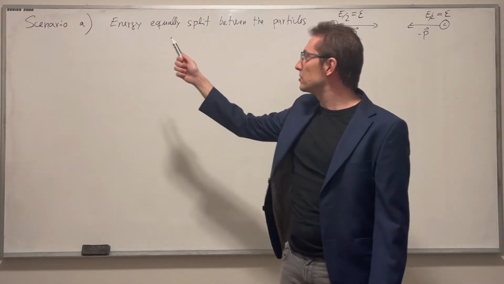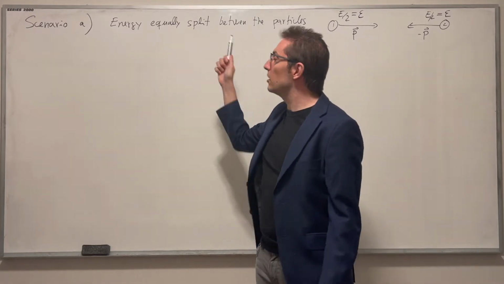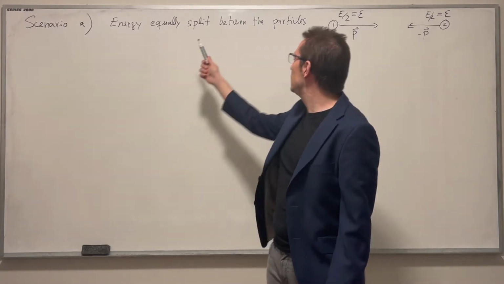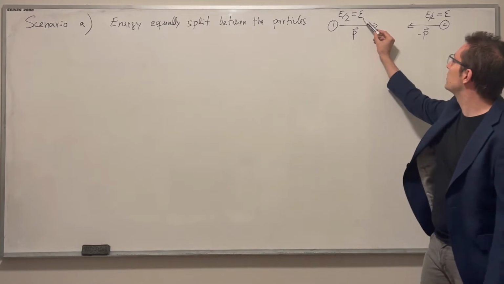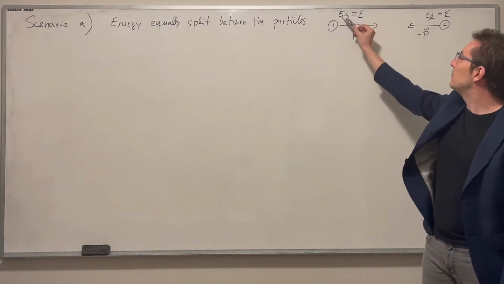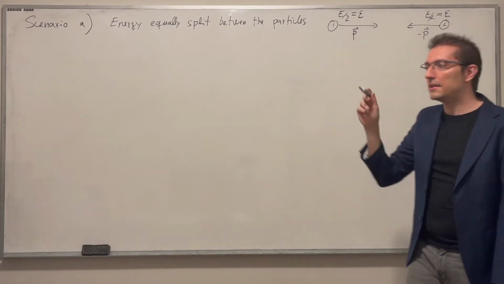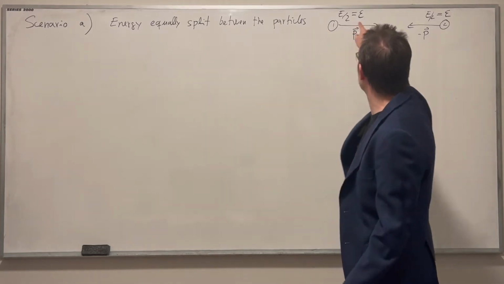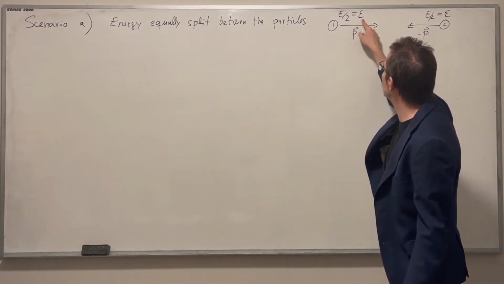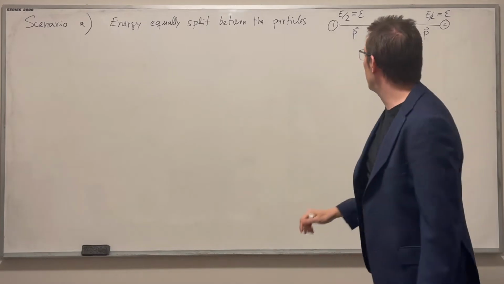All right, let's consider the first scenario. The energy in the lab frame, capital E, is equally split between the particles. And I call this letter calligraphic E, capital E over 2, just for having an easier handle of it and knowing that this calligraphic E is the energy that we actually impart into each of the particles.